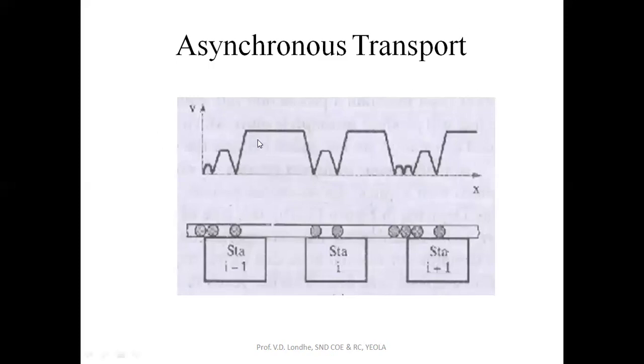For the synchronous part, there were intermediate even steps. But here in asynchronous, as it does not have uniformity, you can see the system has been bypassed here. Stations are there. So such overcrowding will happen in the asynchronous part. So this is the basic difference between the continuous, synchronous and asynchronous transport systems.